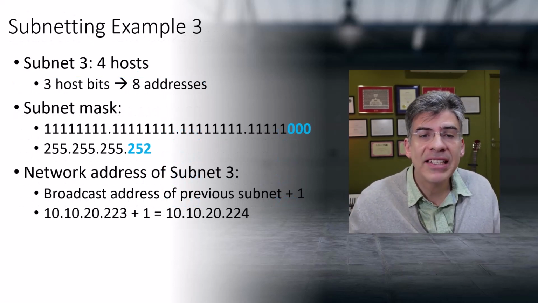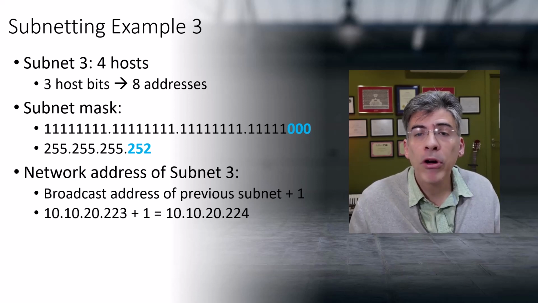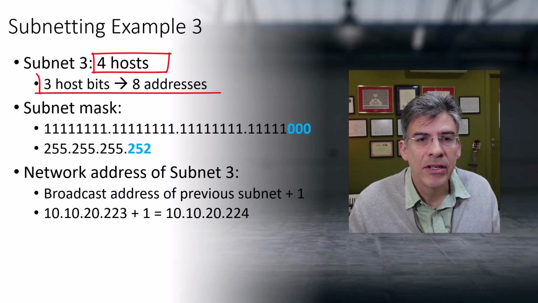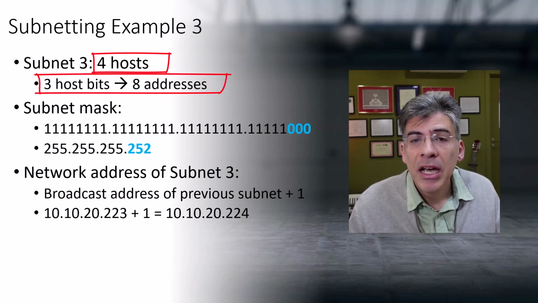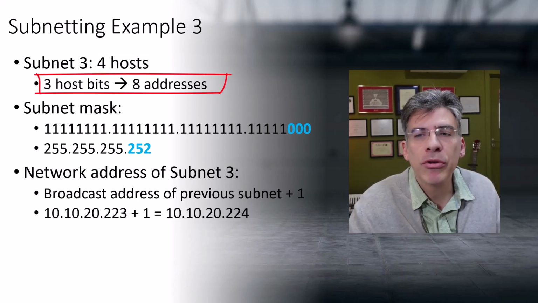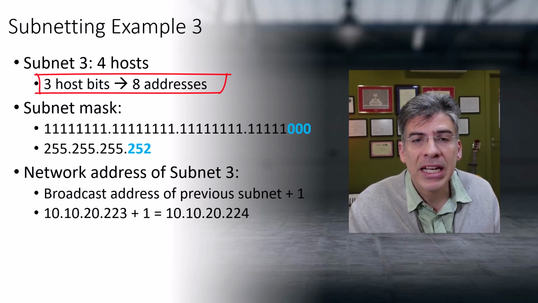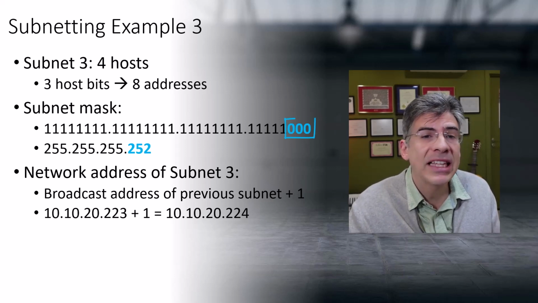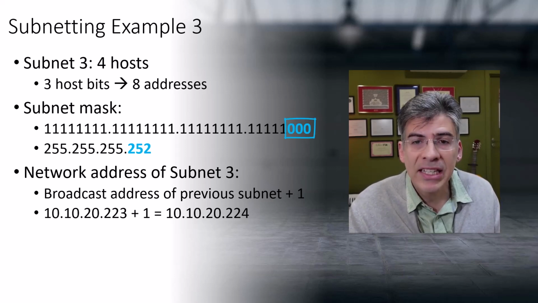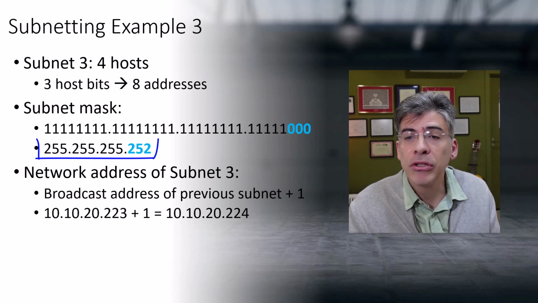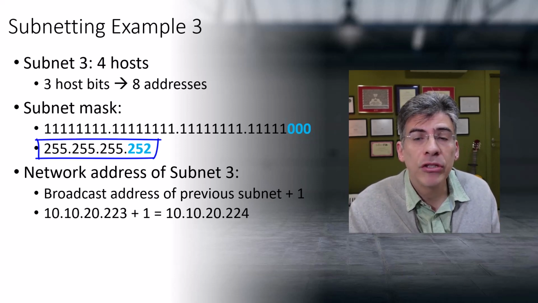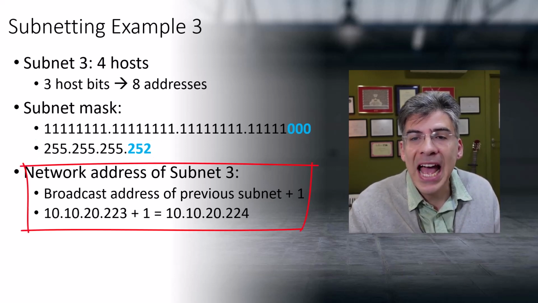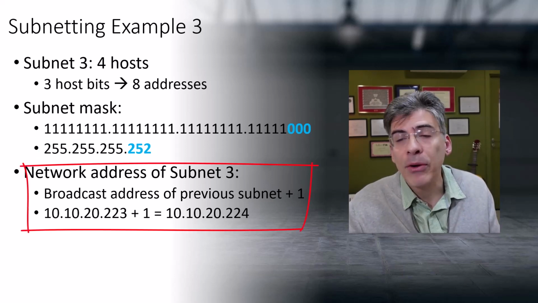Now the size of this subnet should accommodate 4 hosts. To do that, we need to use 3 host bits, which will give us 8 addresses. But remember, we only have 6 usable host addresses since the network and broadcast addresses are reserved. So looking at the subnet mask, we get 3 zeros at the end of the host portion, which translates to a subnet mask of 255.255.255.252.